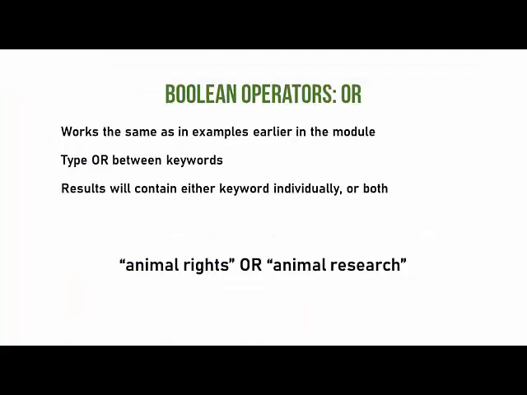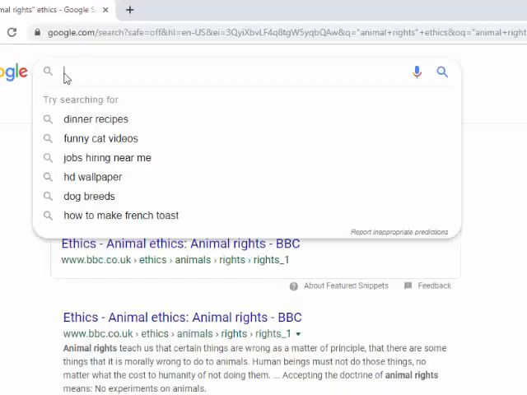In Google, you can use the OR Boolean operator just as you saw in the videos at the beginning of this module. Enter OR between the keywords and Google will return results that contain either keyword or both. For example, animal rights OR animal research.